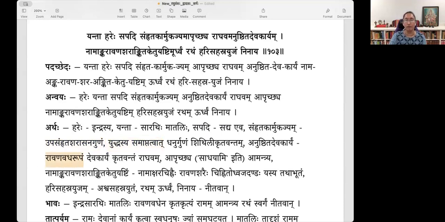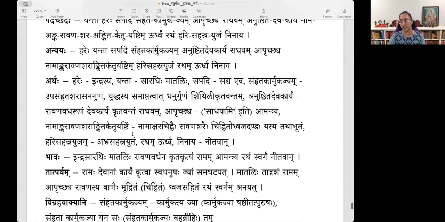Anushtita devakaryam, ravana vadharupam devakaryam kritavantam raghavam. Rama, who had completed the devakarya, which is the killing of Ravana, apritchya, amantriya iti, sadhayami iti amantriya, sadhayami na kalambare nartho, let me leave. Amantriya, namanka Ravana sharankita ketu yashtim, namakshara chinnaihi, Ravanasya nama, tasya namnaha, aksharaha yesanti, taihi chinnam. So he could probably have written just Ra, something to indicate that it is Ravana's bow. Ravana Sharaihi Chinhita Dvajadandaha. The Dvajadanda, the Yashti of that flag, the staff of the flag, was marked by Ravana's arrows. The Ravana's arrows had the Akshara, the letters of his name.